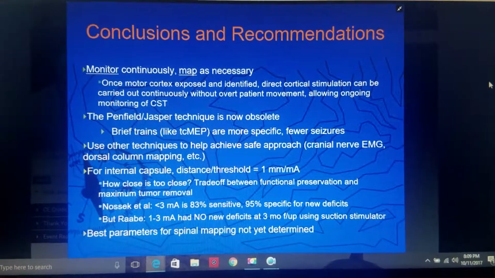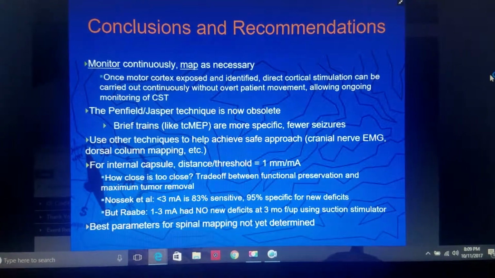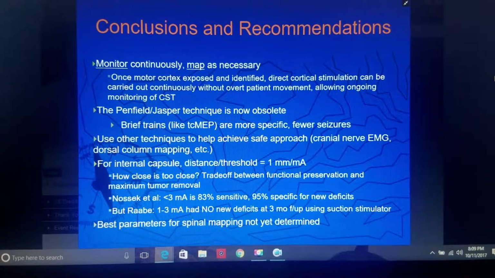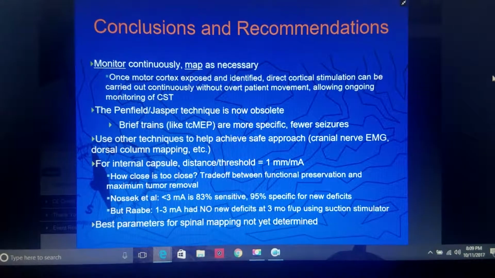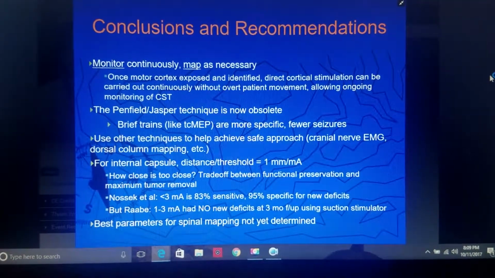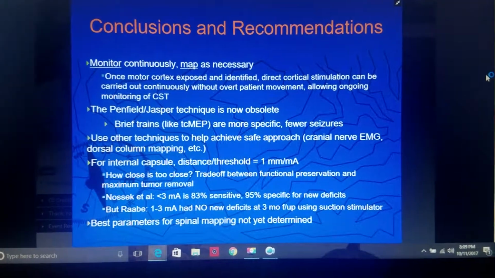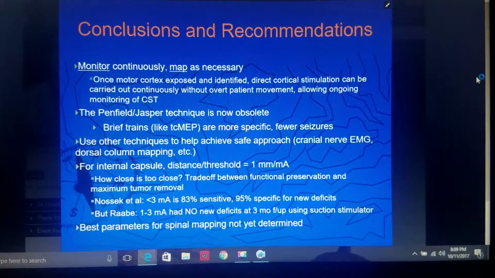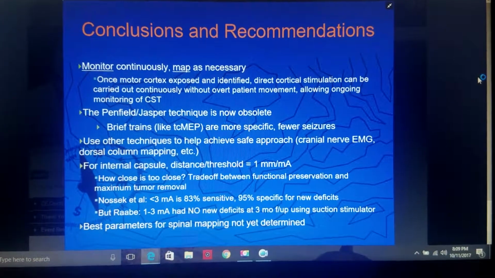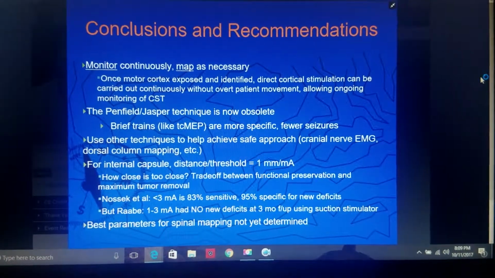Once the motor cortex has been exposed and identified, you can use direct cortical stimulation and do continuous monitoring without overt patient movement. And so you can tell the status of the corticospinal tract, again, as often as every couple of seconds. And immediately, if you see a deterioration in that, then you can alert the surgeon, halt, and then you can go in and map and see if you can find out what's going on. It gives you a nice early warning.